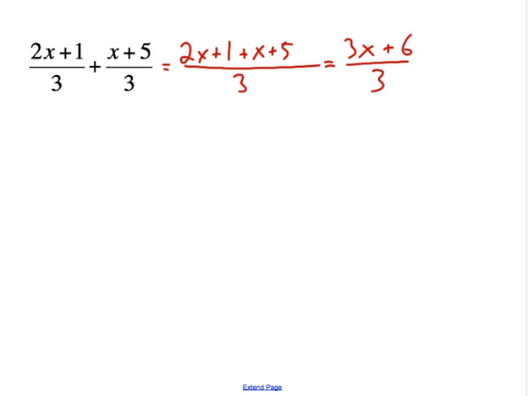divided by 3. Now notice, all of the terms can be divided by 3. So I will simplify it by dividing each of those by 3. 3x divided by 3 is just x. 6 divided by 3 is 2. And then the denominator, 3 divided by 3 is 1. So it simplifies to x plus 2 over 1. And dividing by 1, I don't really need to write that, so we'll just leave it as x plus 2.